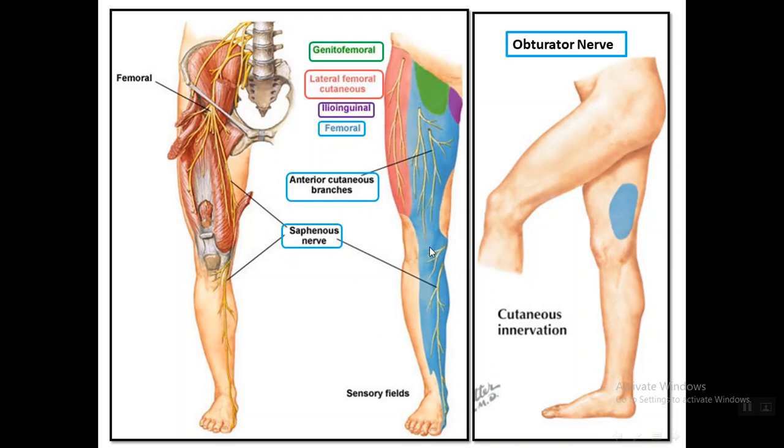Patellar plexus, these are branches of nerves that supply the skin around the patella. Also, we have a contribution from the anterior division of the obturator nerve that supplies a variable area on the medial aspect of the thigh.